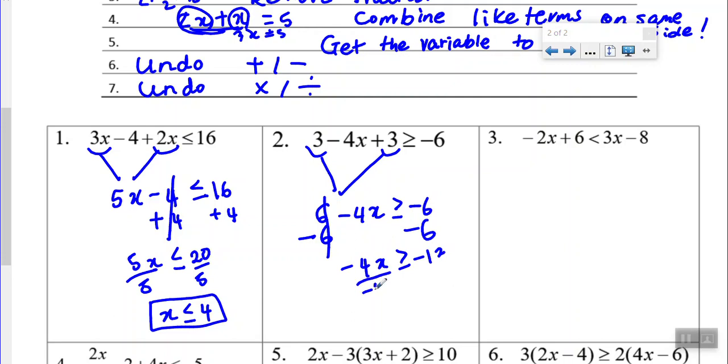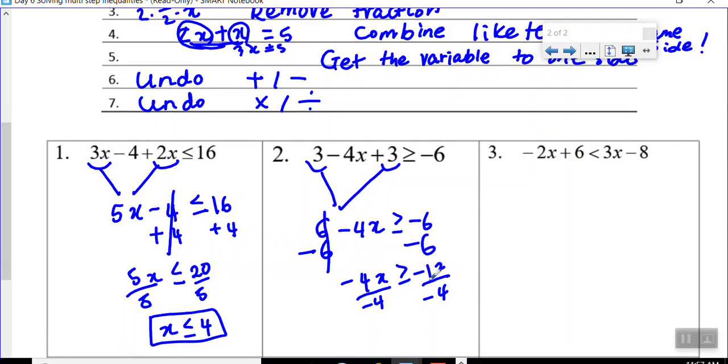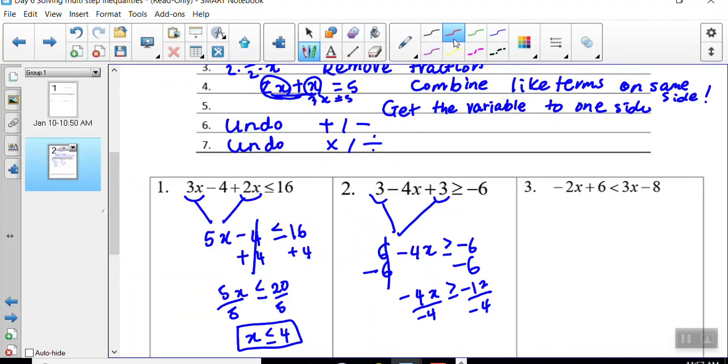Okay, now you're going to divide by negative 4. Because you're dividing by a negative number, you have to flip the inequality symbol. So negative 4 divided by negative 4 is positive 1. They will be cancelled. x. And then negative 12 divided by negative 4 is positive 3. So again, divide by negative, flip the symbol.